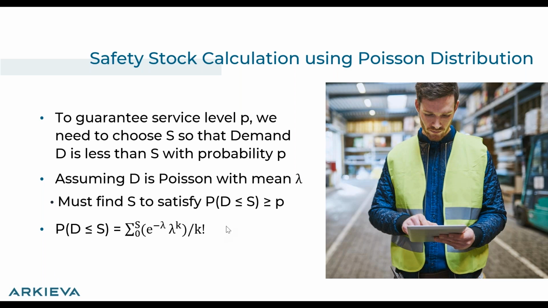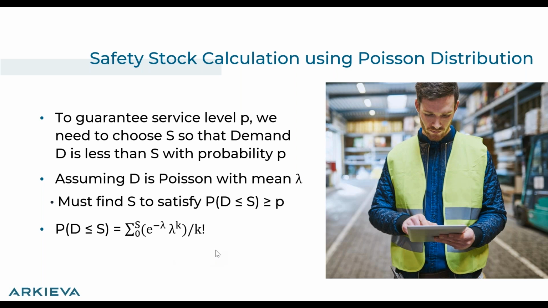When we think of it like that, going back to the fire truck example, we are not interested in whether it's 1 truck or 2 trucks or 3 trucks. We are interested in the probability that it is less than or equal to 2 trucks or less than or equal to 3 trucks. So the probability of demand less than or equal to what we stock becomes a cumulative calculation. We want to accumulate the calculations from 0 all the way to S of the same Poisson distribution formula that we had on the other screen.